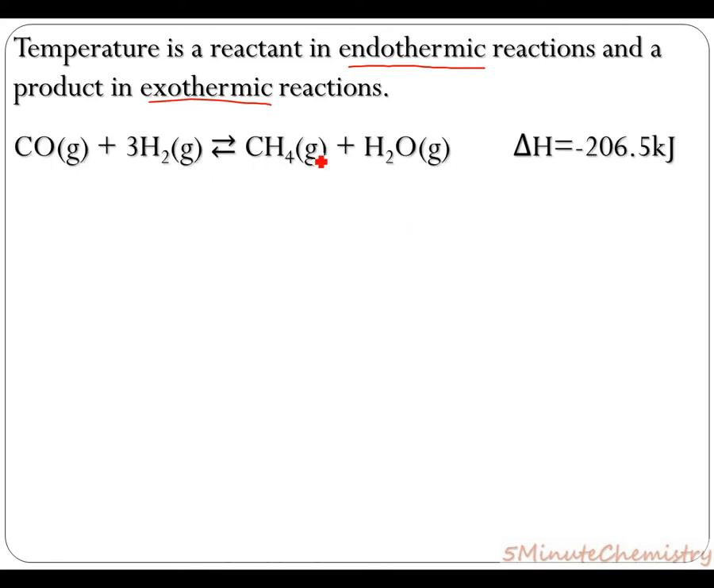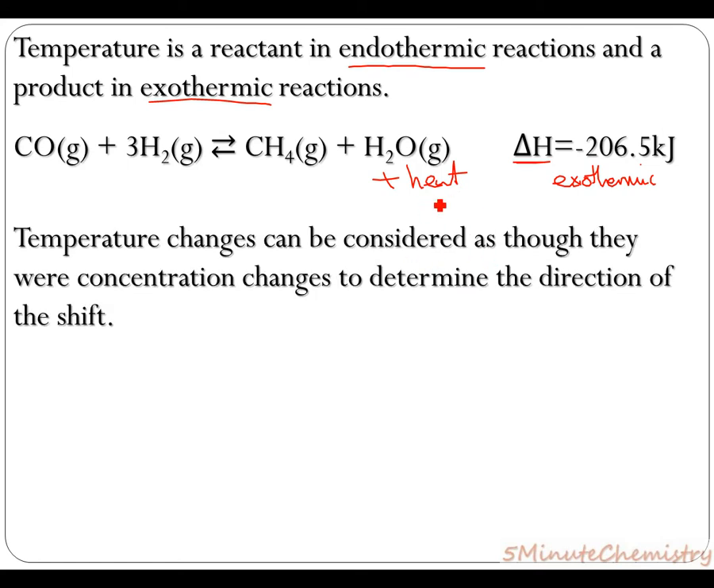Considering this reaction again, notice that we've now added the enthalpy value. Our enthalpy is a negative value, so negative enthalpy tells us this is exothermic. It is going to give away heat. So if I consider it that way, I want to write for exothermic processes heat in as a product. So CH4 plus H2O plus heat. So when I've done this, I can now consider heat as though it's a concentration.